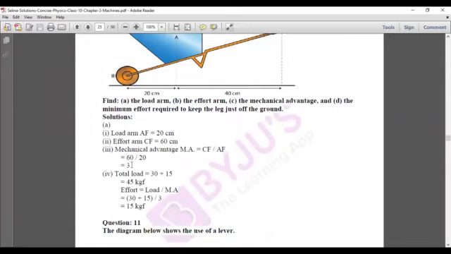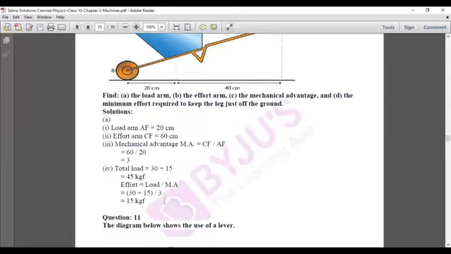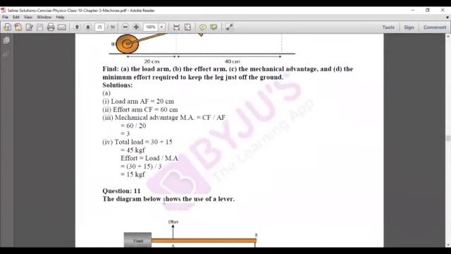Now we need to find the effort. Effort is load divided by mechanical advantage. Total load is 45 kgf divided by mechanical advantage 3. So effort is 15 kgf.